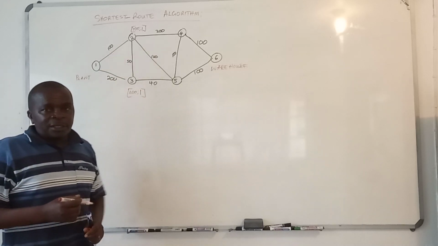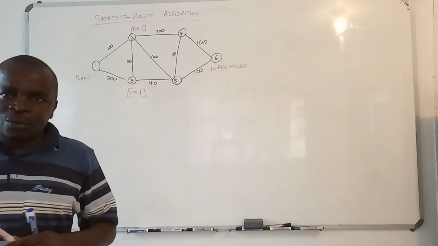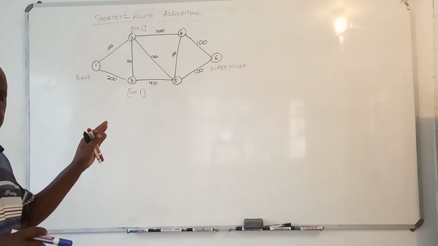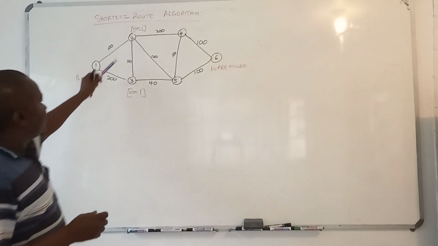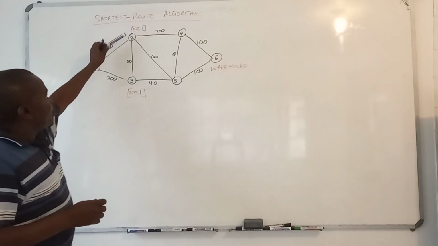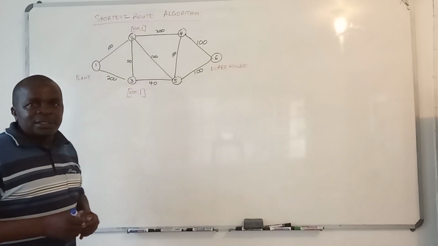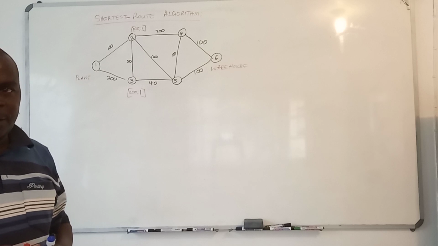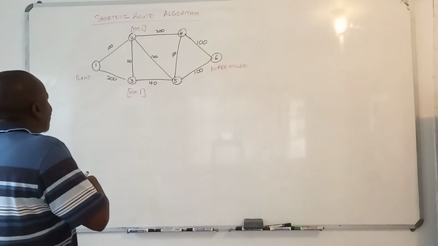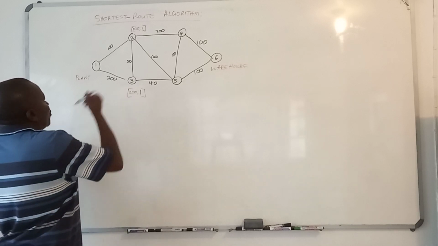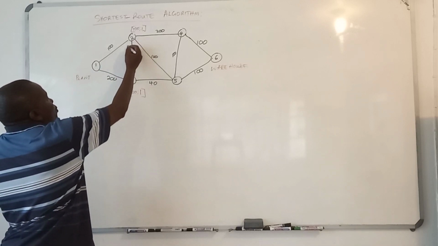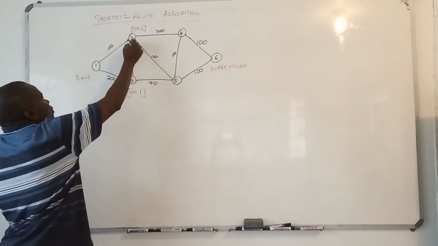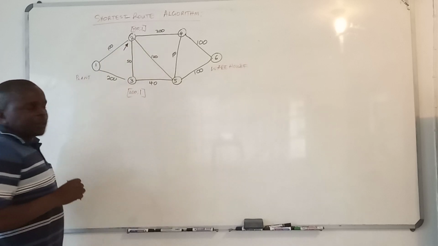So we've labeled the two nodes, node 2 and node 3. Now the next step, you compare the values of these two nodes. That is, you compare 200 and 100. Which of the two is smaller? It is 100. So it means that from node 1, we are going to move to node 2. Then you indicate that one with an arrow. This is the route that we have selected, from node 1 to node 2.